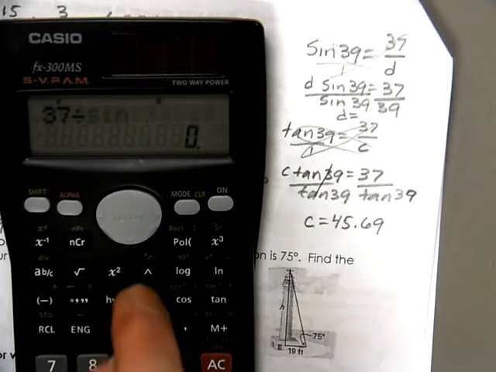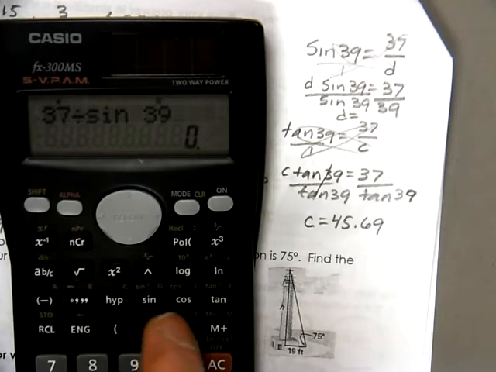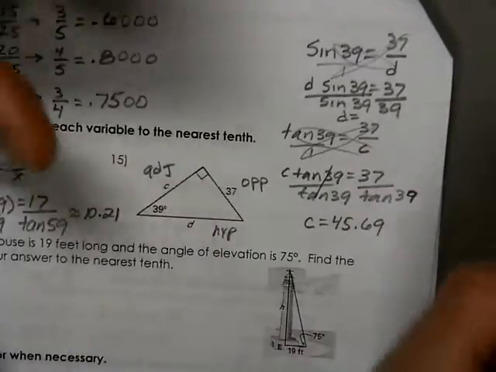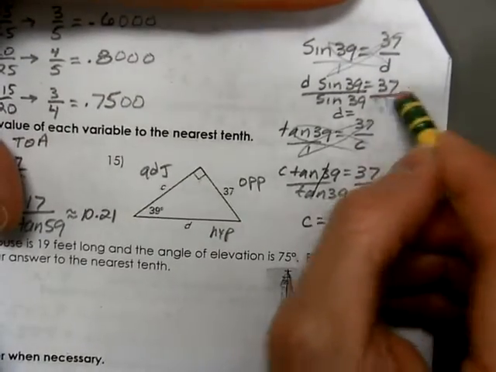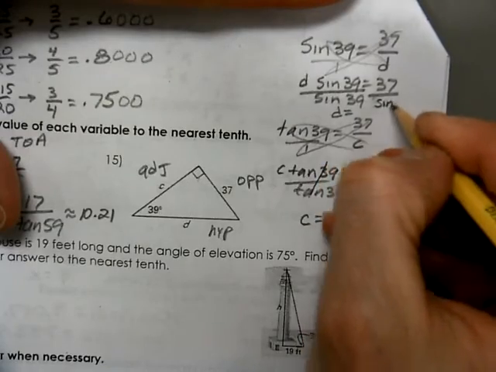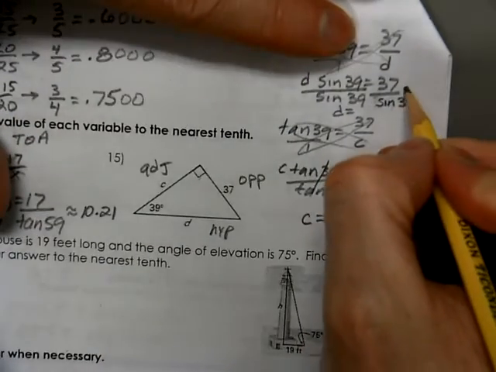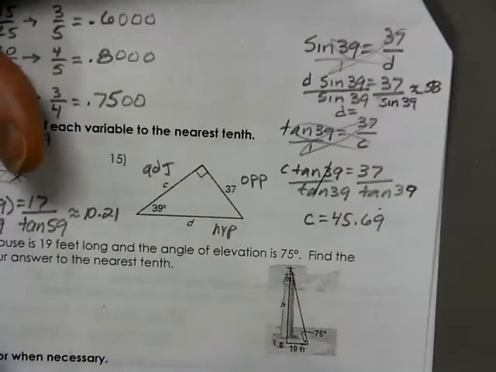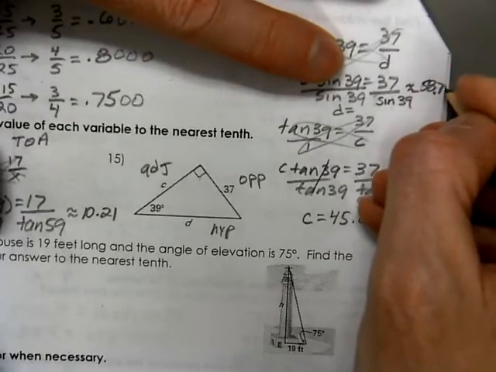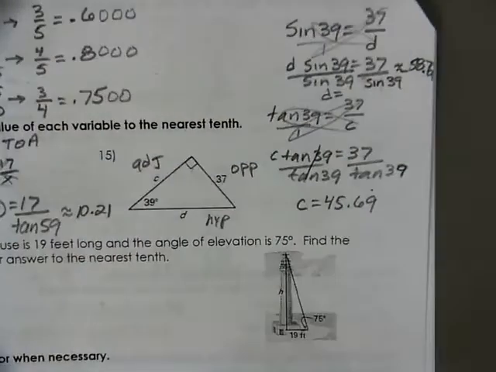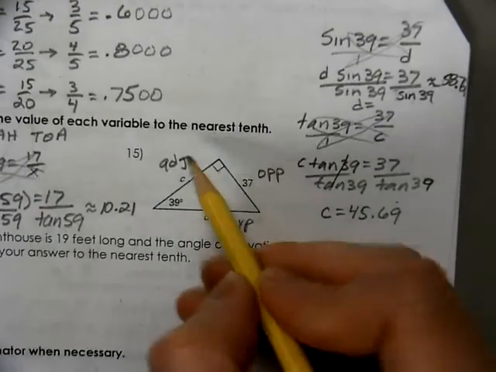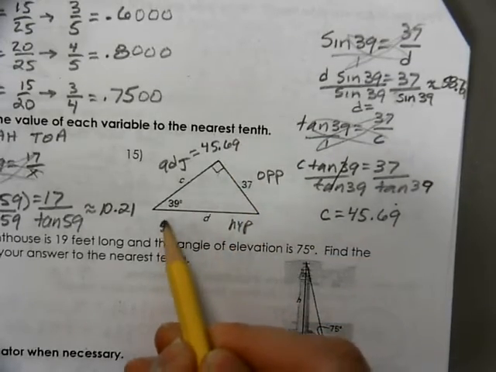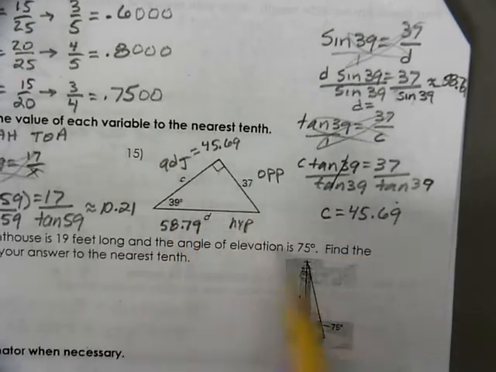37 divided by the sine of 39. Not just 39, but the sine of 39, and that approximately comes out to be 58.79. So C is going to be 45.69 and D is 58.79.